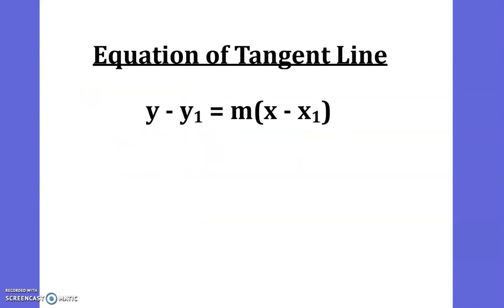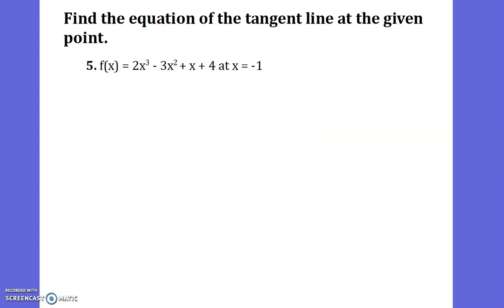Equations of tangent lines. We always write these in point slope form. The slope we're going to get from the derivative. The point is from the original function, f of x. Slope is from f prime of x. So, find the equation of the tangent line at the given point.